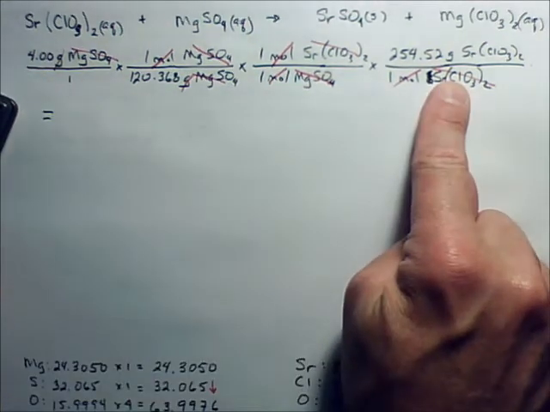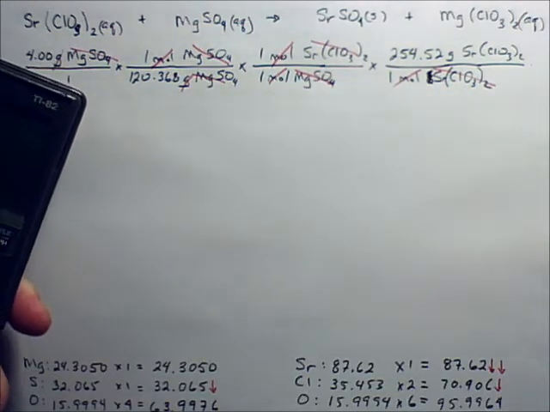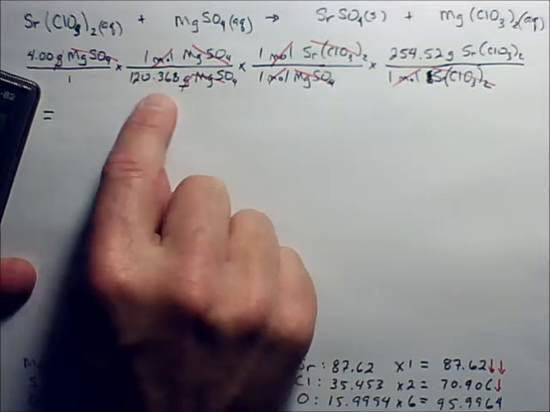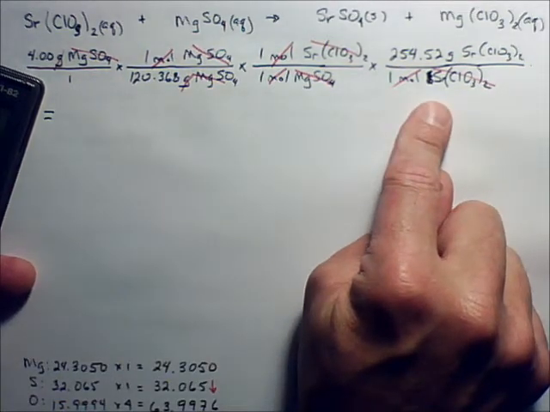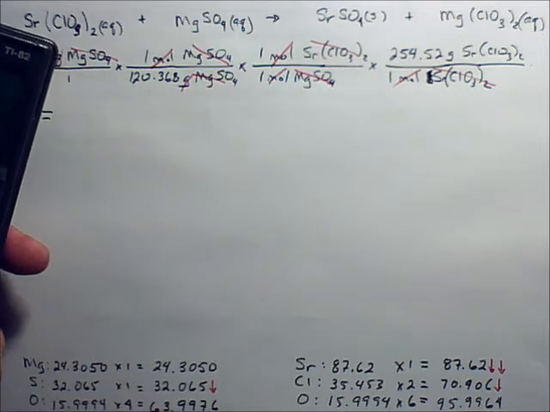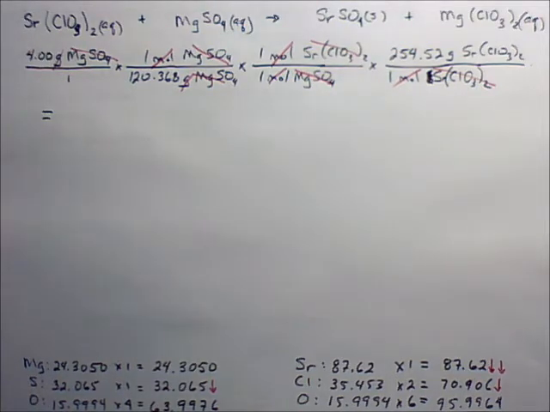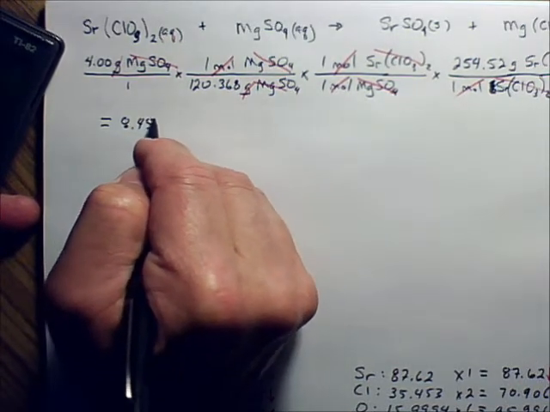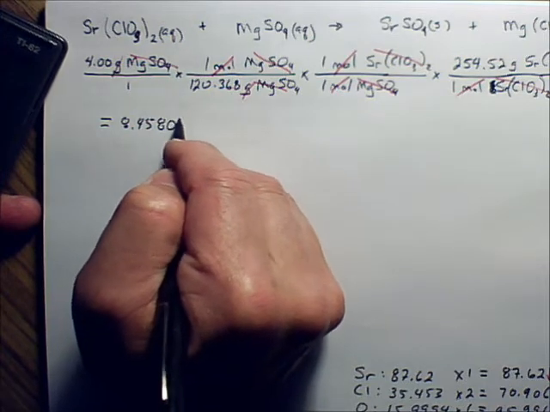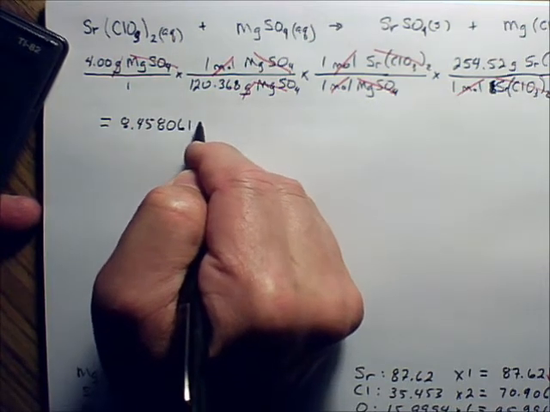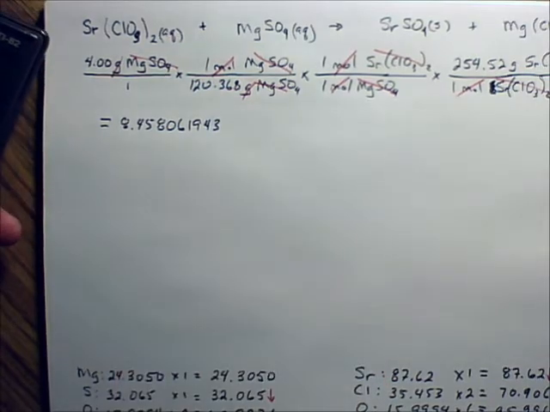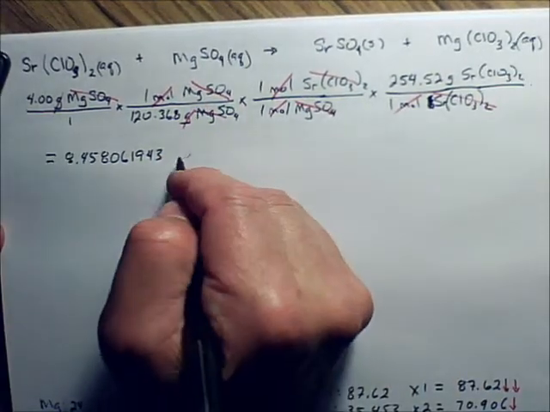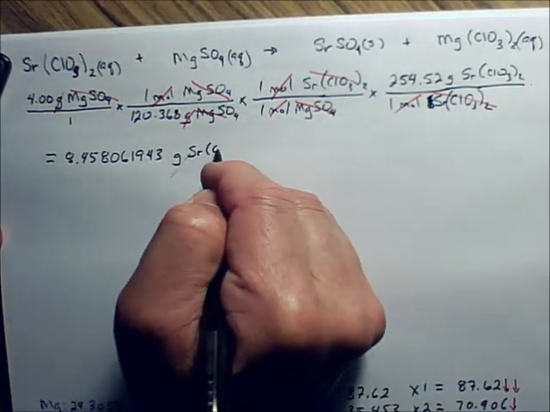So we're going to multiply everything across the top. Then hit equals and divide separately each of the things on the bottom. We've only got one on the bottom here that really matters because dividing by 1 gives us the same number. We're going to divide by 120.368. And I got 8.45806 and so on. Okay. The units we have left are grams. The species is strontium chlorate. We need to include those: grams of strontium chlorate.